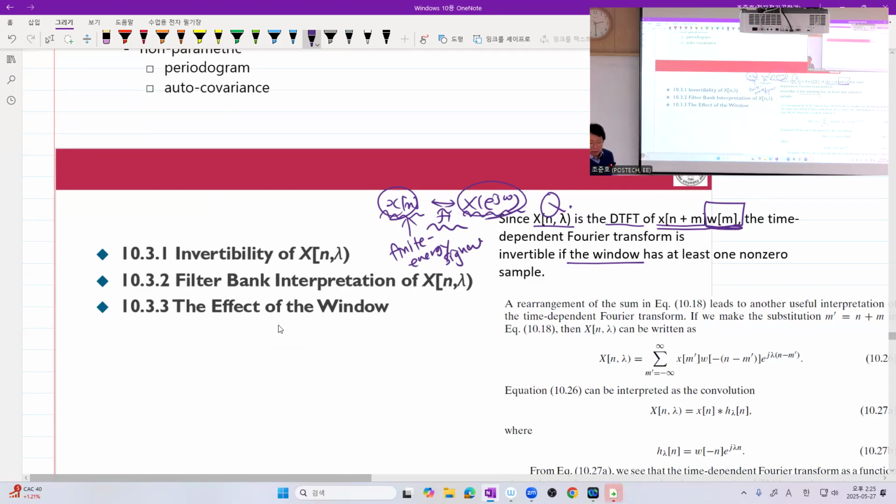The problem is that, as I told you, the time-dependent Fourier transform evaluated on a specific grid is called the short-time Fourier transform. So from the short-time Fourier transform, we may not have complete or perfect reconstructability of x of n, depending on how you sample this time-dependent Fourier transform.